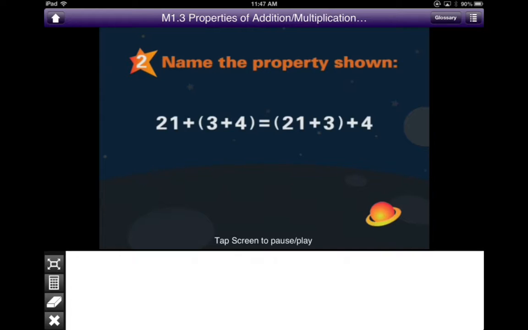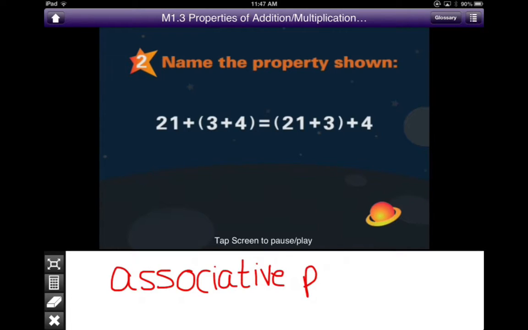Okay, hopefully you said that this was the associative property of addition. This is the grouping thing again. Let's say, for example, that we have you working in groups, and for the first math problem, 3 and 4 are working together and 21 is checking the results. The second problem, 21 and 3 are working together to solve the problem, and 4 is checking the results. It's still the same 3 people or the same 3 numbers hanging out together, 21, 3, and 4. They just might be seated differently or have different roles. Good job.